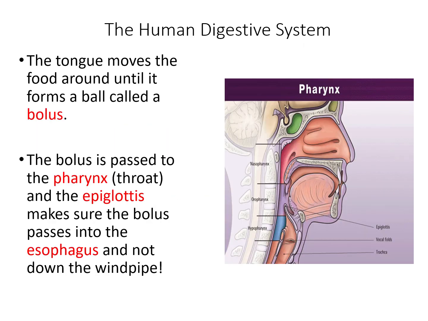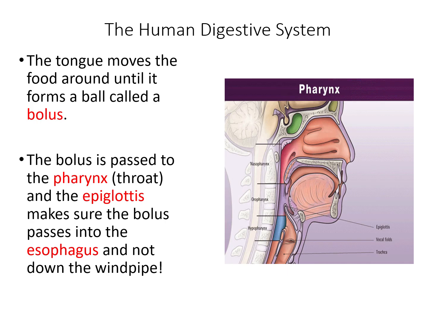Now, while our food is being chewed, it becomes a ball called bolus. No matter how hard you try to avoid this, you cannot. Your food will always turn into a bolus. Then this bolus passes to the pharynx or throat, and then into the epiglottis.